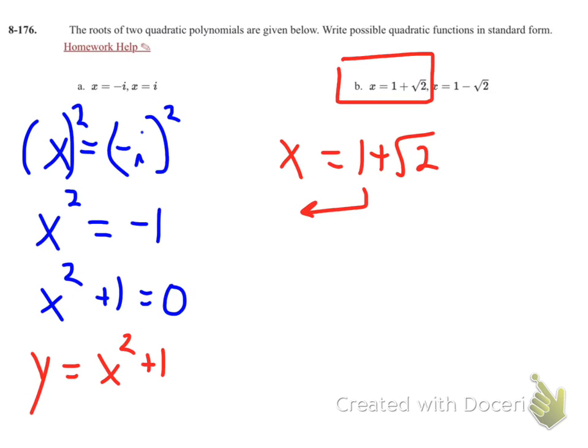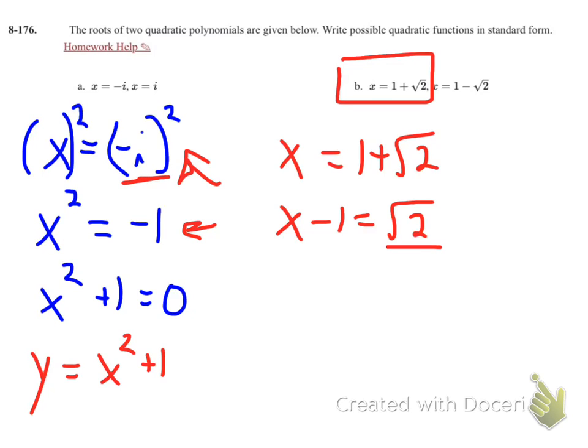Moving the 1 to the other side, I'm going to end up getting x minus 1 equals the square root of 2. And now, just like the step that I did here, I need to square both sides. In this case, it was to get rid of the i. But on problem B, I want to get rid of the square root symbol.